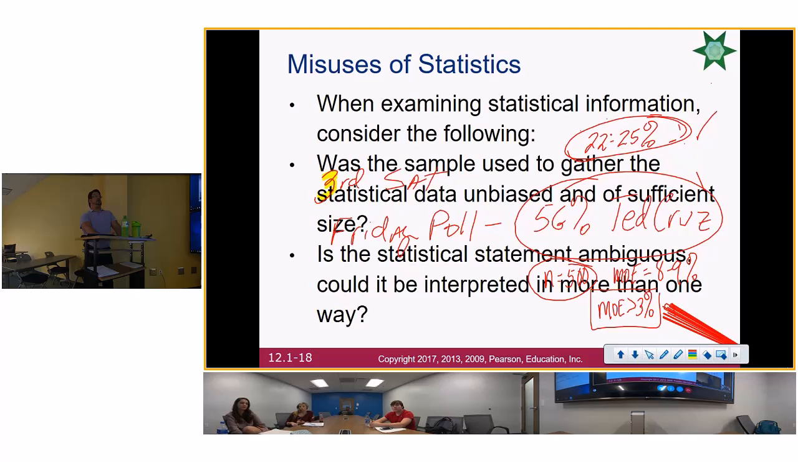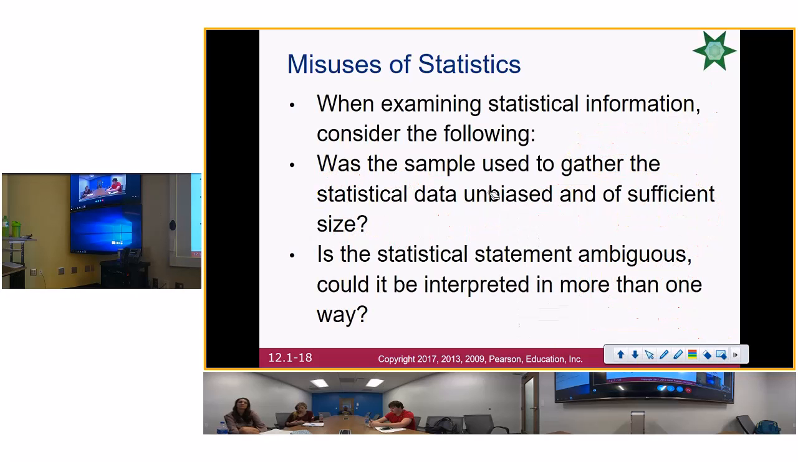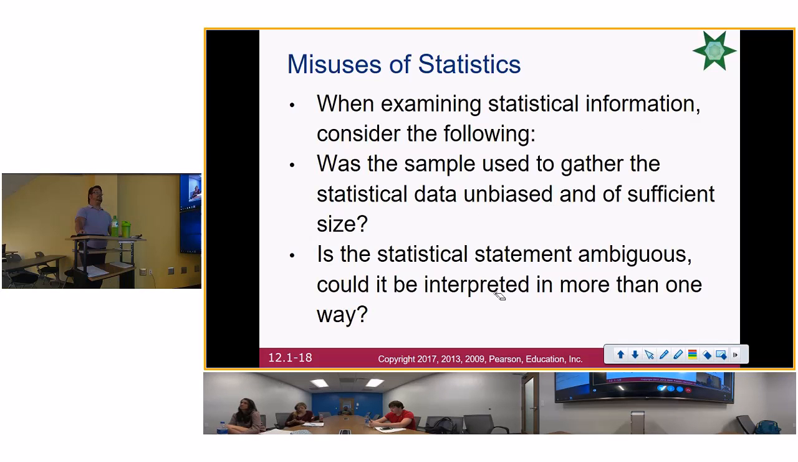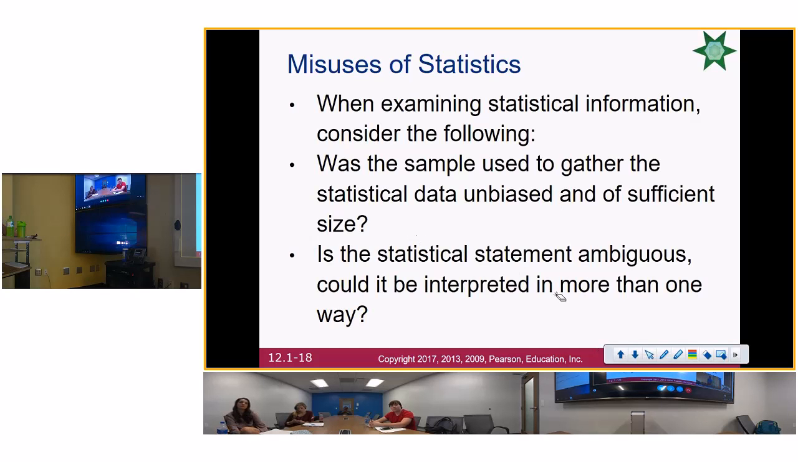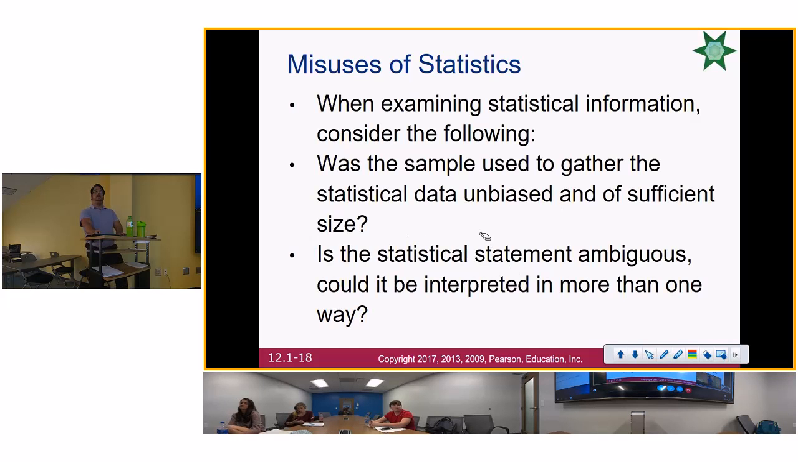Was the sample used to gather the statistical data biased? That's when you get the questions that say, you're not going to vote for this person in the next election, are you? Well, you can't do that. You can't say that. Was the sample used to gather the statistical data unbiased? Is the statistical statement ambiguous and would it be interpreted more than one way? So, a lot of things right down the middle.